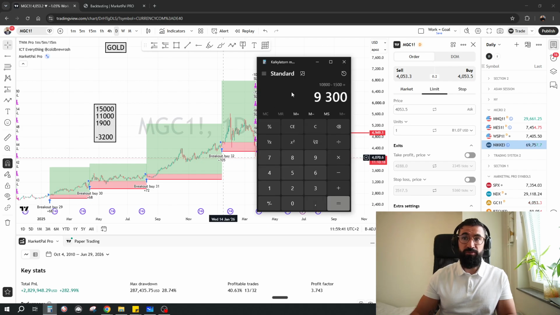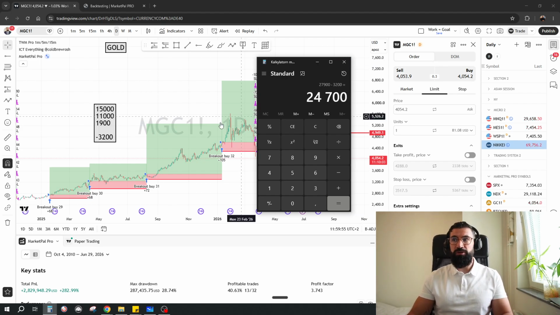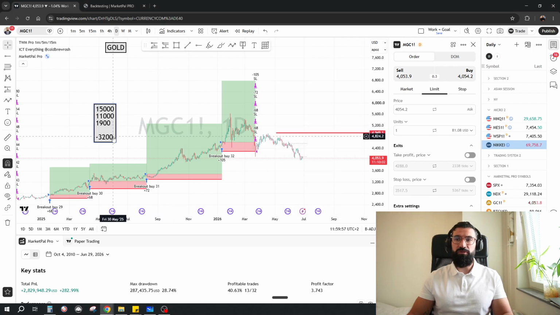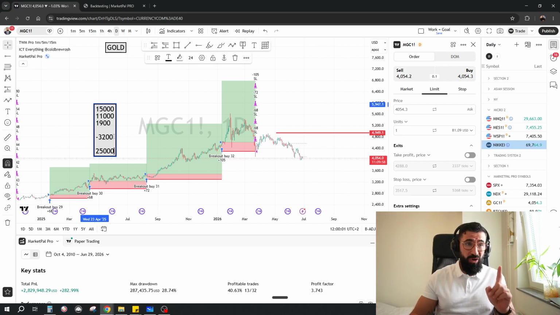So to do simple math right here, the profit is 24,700. Mind you, this is 24,000, let's say 25K. This is 25K. This is on one symbol. This is only on gold. This is only on one of the precious metals.